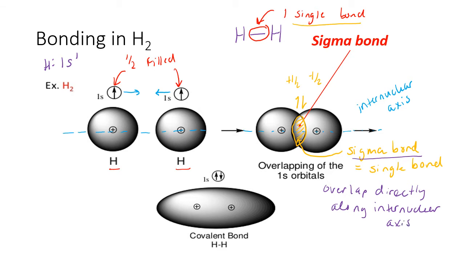And so another way to think about it is overlap in one location. So we only have overlap in one spot, and it's direct along that axis. It's only in this one place. And so that is the type of bond that's formed in H2. We have that single sigma bond, which you can also use the Greek letter sigma to represent as well. And that's our covalent bond in H2.